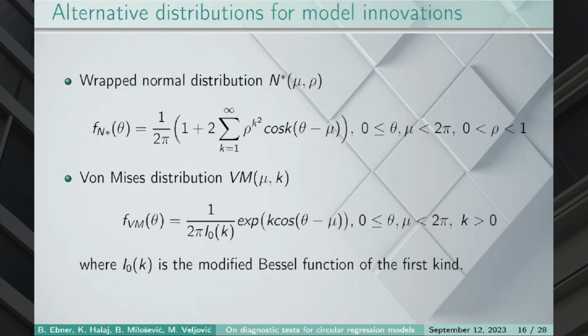On this slide, we can see the probability density functions for the wrapped normal and the von Mises distributions. These 2 distributions perform quite similarly. And for fixed concentration parameter of the wrapped normal distribution, we can see the appropriate alternative for parameter k in the von Mises distribution.